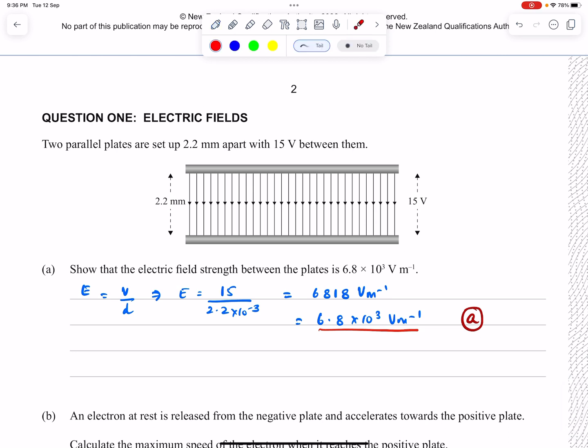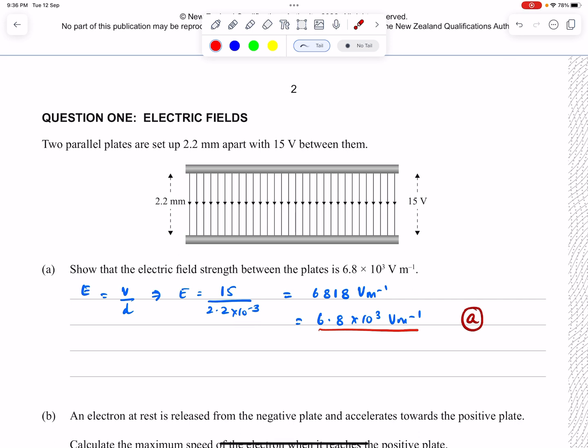So two parallel plates are set 2.2 millimeters apart with 15 volts between them. We've got to show that the electric field strength is this number. Now there's a catch here. The 2.2 millimeters needs to be converted to meters, so that's what I've done. Electric field strength is V over d. This is your voltage and that's your distance, and it's times 10 to the power of negative 3. Why? To convert the millimeters to meters.